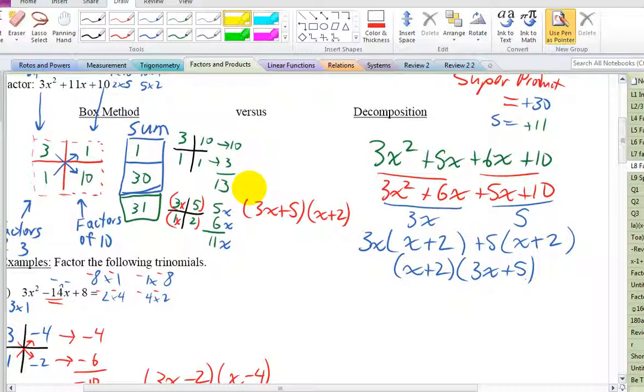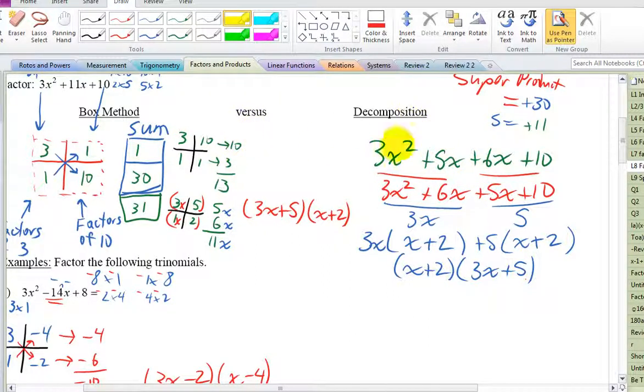So, advantages of a box method, it's a quick and simple way of checking your sum. Advantage of decomposition, it's an easy way to check your sum. Where you have to be careful with decomposition is sometimes this number is negative and you have a negative GCF. And so sometimes teachers don't teach it because of that.